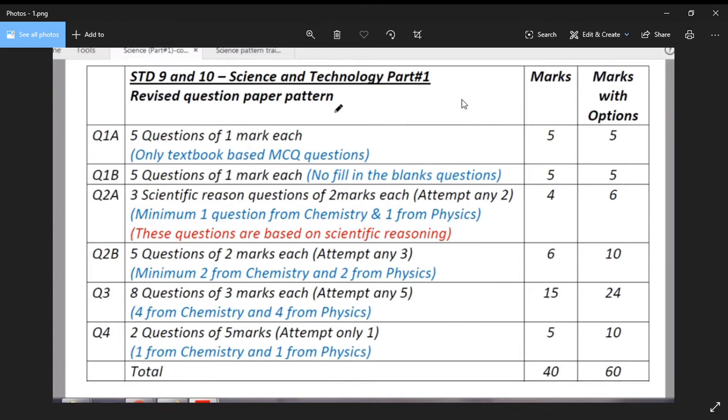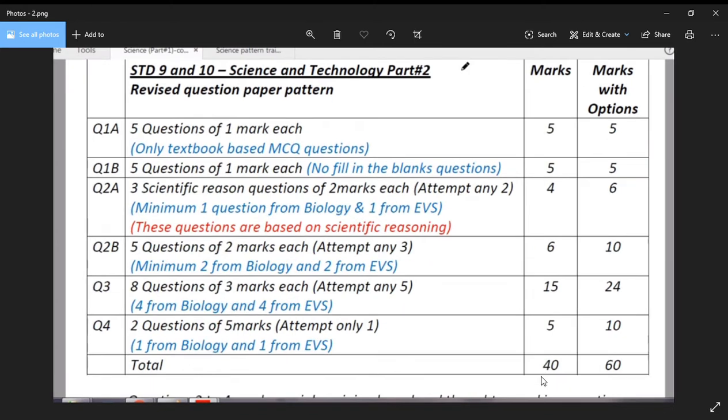It means that your paper with option is of 60 marks. You have to attempt 40 marks. Now for part second, the same case is happening. There are again 4 questions, question 1 and question 2 having sub-questions A and B. Question 1A has 5 questions of 1 mark each, which is based on MCQ questions, only from the textbook. Question 1B has 5 questions of 1 mark each, in which there is no fill in the blanks question. It means that question 1 is of 10 marks.